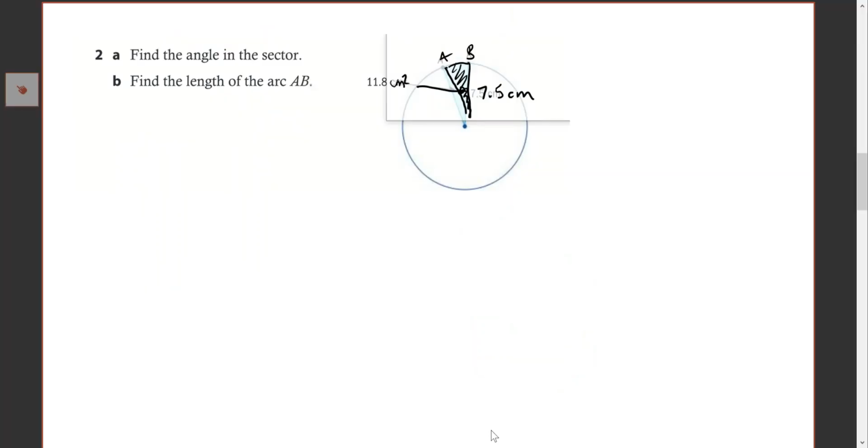Find the angle in the sector. What's the angle? So we want to know theta, so we're doing 360 multiplied by, what information do we have? We have the area. The area is 11.8 out of, how much should it be? Pi multiplied by 7.5 squared. No, that's for the circumference. This is area. We've been given the area.